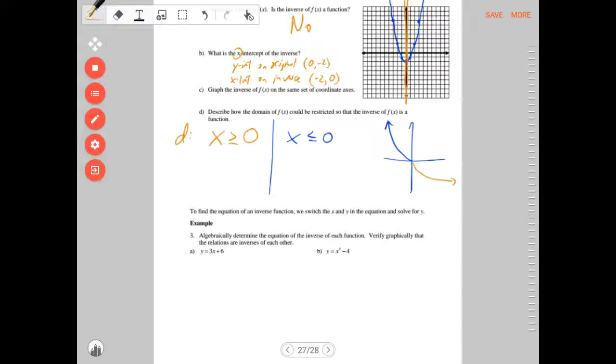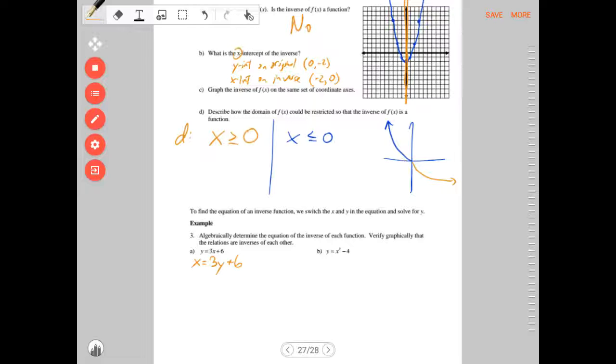Sample 3. Algebraically determine the equation of the inverse for each function. Verify graphically that the relations are inverses of each other. So the idea here is we take these two things and we switch the x and y coordinates and then resolve for y. So we say x equals 3y plus 6.